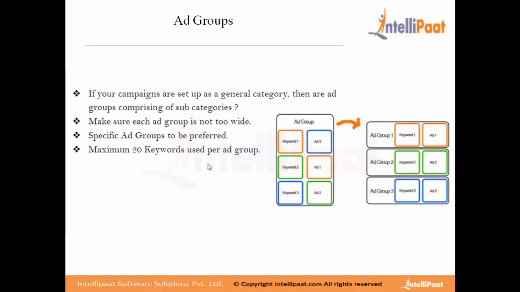So if your campaigns are set up in a general category, then you need to look at whether the ad groups are comprising of the subcategories or not. Make sure they are not too wide. The ad groups need to be very specific, and specific ad groups always get great ROI. Maximum 20 keywords per ad group, as per my suggestion. You can definitely go for more keywords per ad group, but have it as targeted as you can with a lesser number of keywords for every ad group.